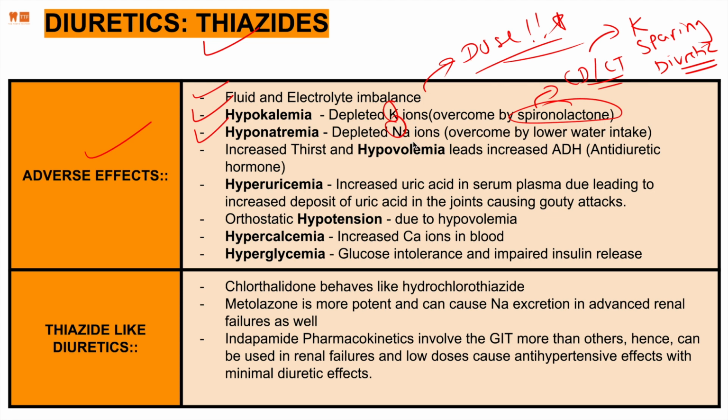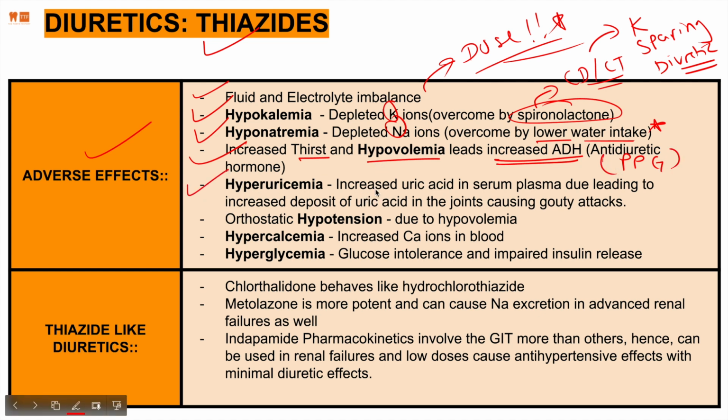Hyponatremia, depleted sodium ions overcome by lower water intake. Therefore, water will be retained more, sodium follows, and we're good. Increase in thirst and hypovolemia. This is a decrease in our blood volume. Leads to increased ADH, which is antidiuretic hormone from the posterior pituitary gland. Okay?